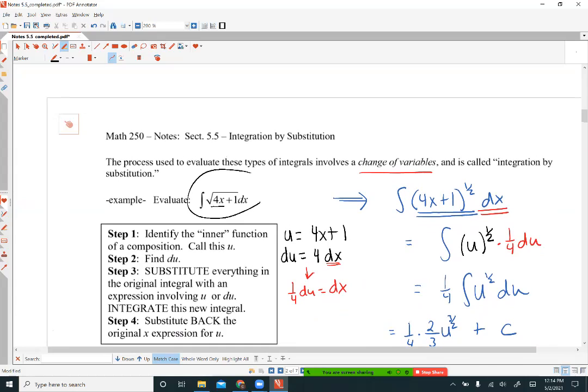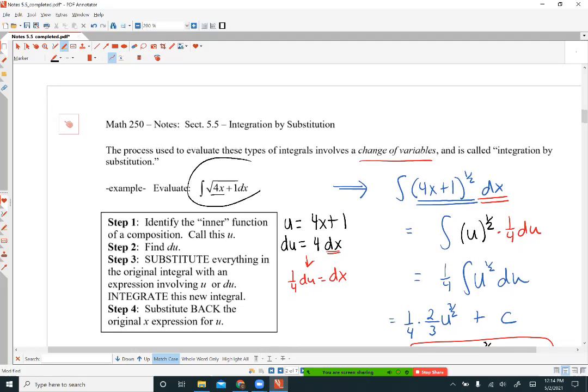So here are the steps, which I believe come from the book. You want to find what's called the inner function, and we just call it u. If we can just integrate u instead of the square root of 4x plus 1, it becomes a lot easier. Then you find du, and du will be written in terms of dx. We're going to change the variable of integration from x to u. Let's look at this simple example.